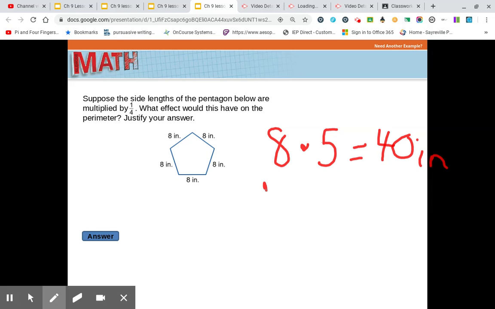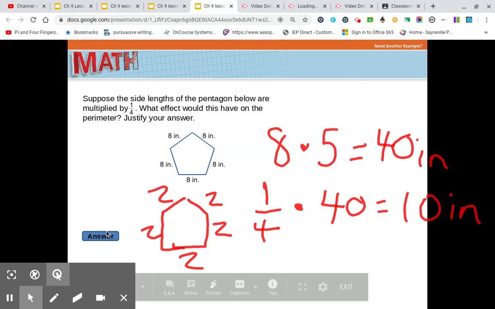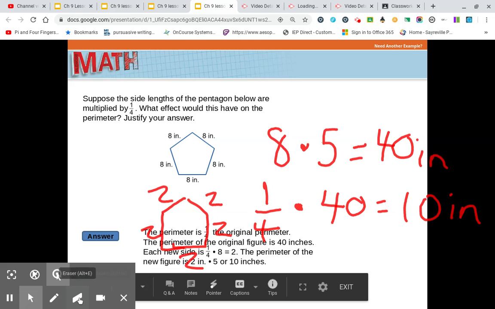Now they're asking you to take 1/4 of, which means multiply the perimeter, which is currently 40, by 1/4, or 40 divided by 4, which is just 10 inches. So if I went ahead and divided each of these sides by 4, that means I would make a new figure. Sorry, my drawing's not the greatest. That would give me sides of 2. And since there are 5 sides of 2, 5 times 2 is 10. So your answer would be 10.